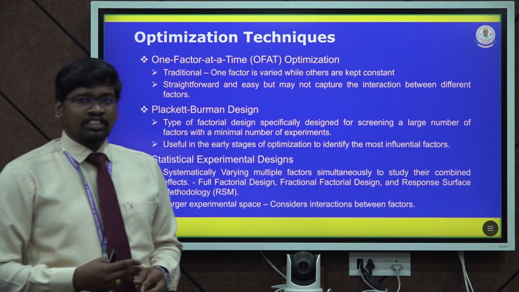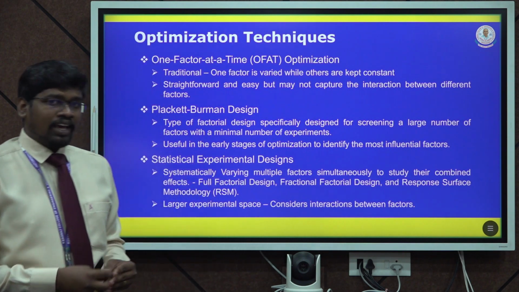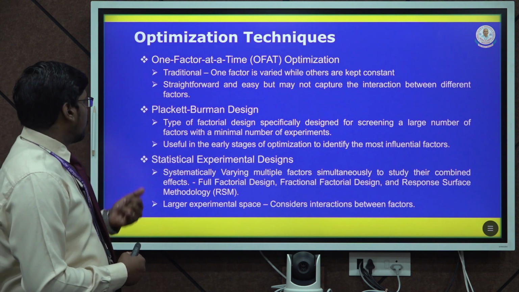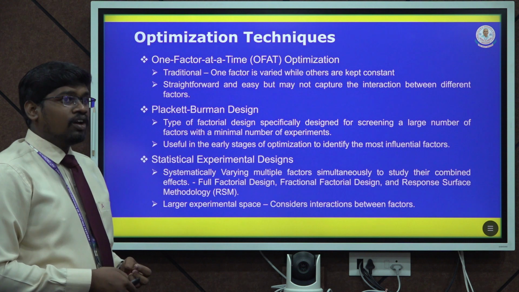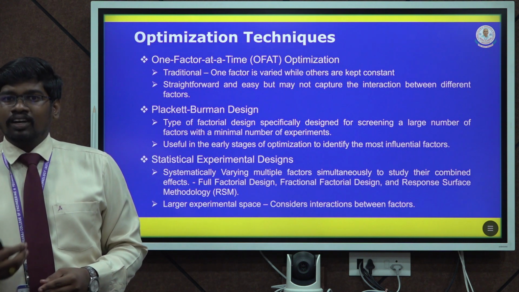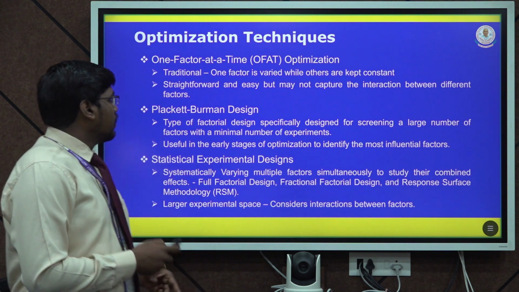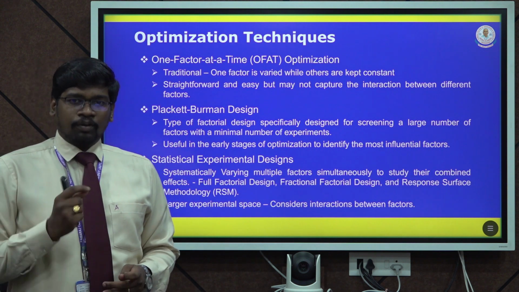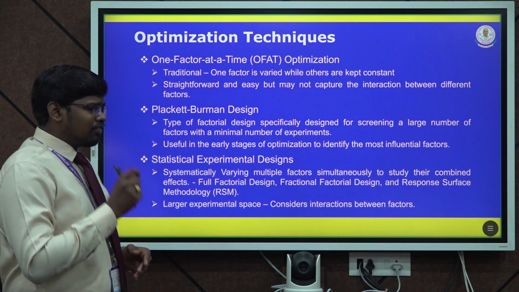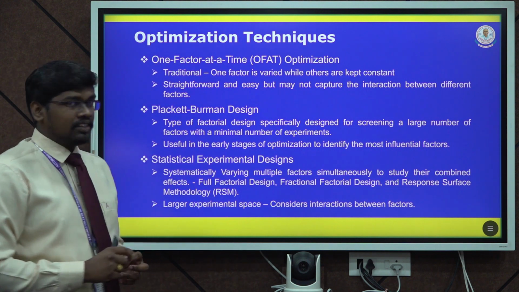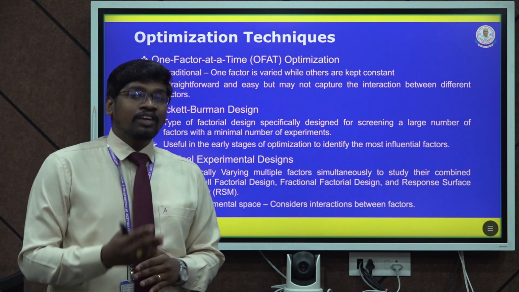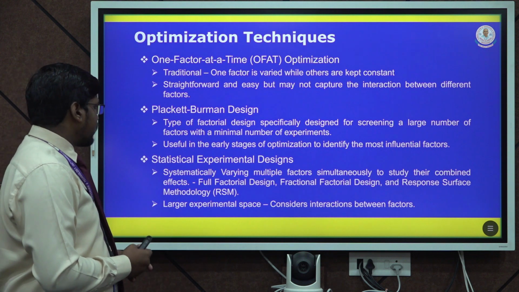Optimization techniques: we have several optimization techniques. Five of the optimization techniques are going to be discussed in this lecture. First one is one factor at a time optimization. This is the traditional method. It is also called one variable at a time optimization. Here only one variable is varied while the other variables are kept constant. This is a very straightforward and easy method, but it does not capture the interaction between the variables.